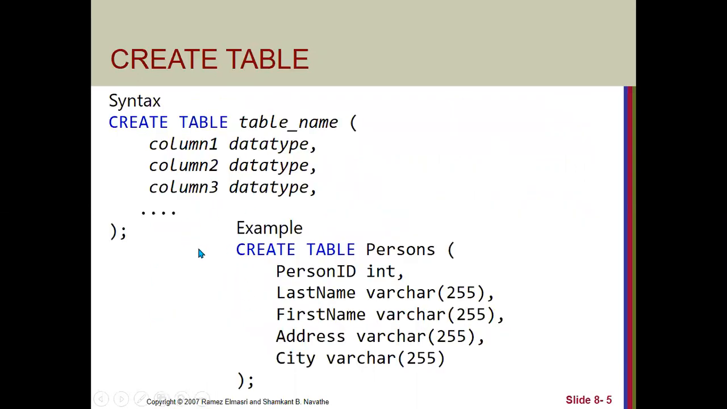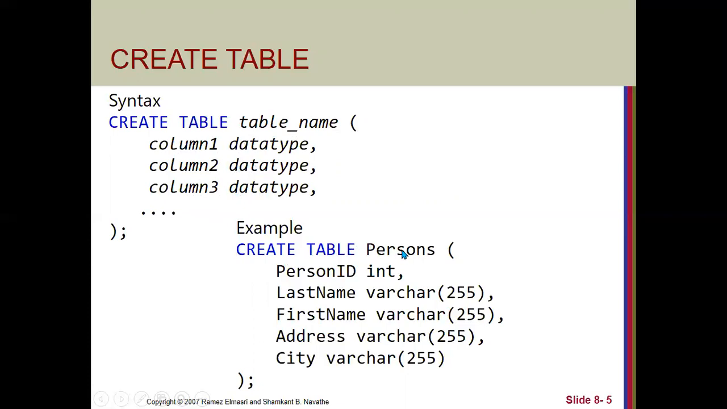Okay, create table. The syntax is we use the SQL keywords create and table, and you have to specify the name of the table. Of course, it should be unique. You can't specify the same name more than one time. And then column 1, which is the attribute, with its data type. Column 2, attribute and data type. Column 3, data type, and so on. For example, and semicolon.